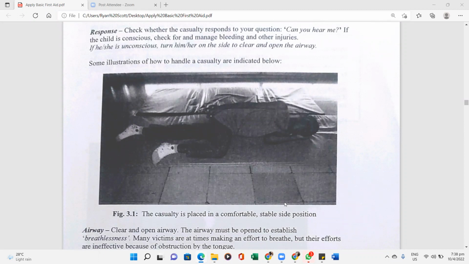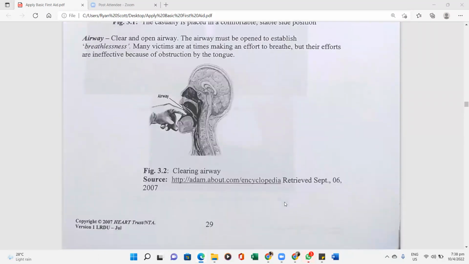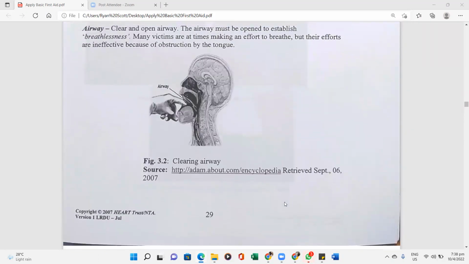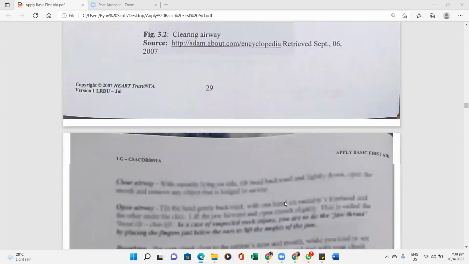Scroll down. Right. And then the airway, you open the mouth and check to see if there is anything that's obstructing the passage of air. One of the things that you check for is the tongue. The tongue can actually block the airway. Okay. Scroll down.